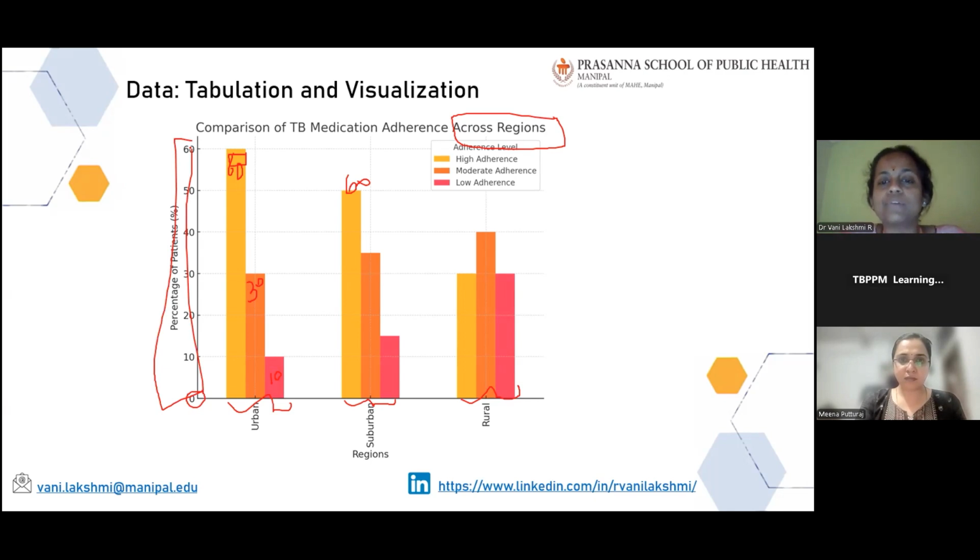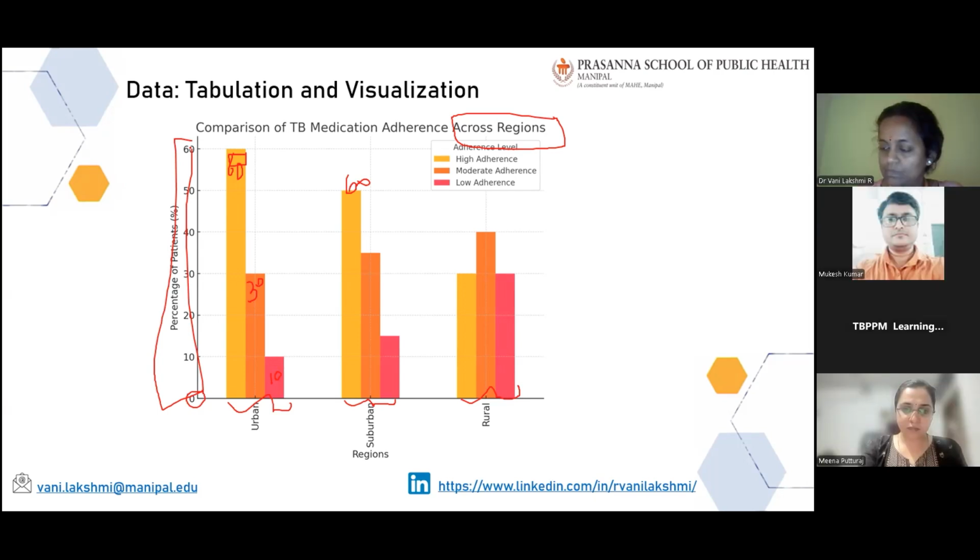Now, here what do we find? What is your finding? Here, ma'am, you have shared the adherence percentage. High, moderate, and low adherence. Maximum 60% adherence in urban, moderate 30% and 10% in low adherence. And the same is shown in suburban and rural, ma'am.